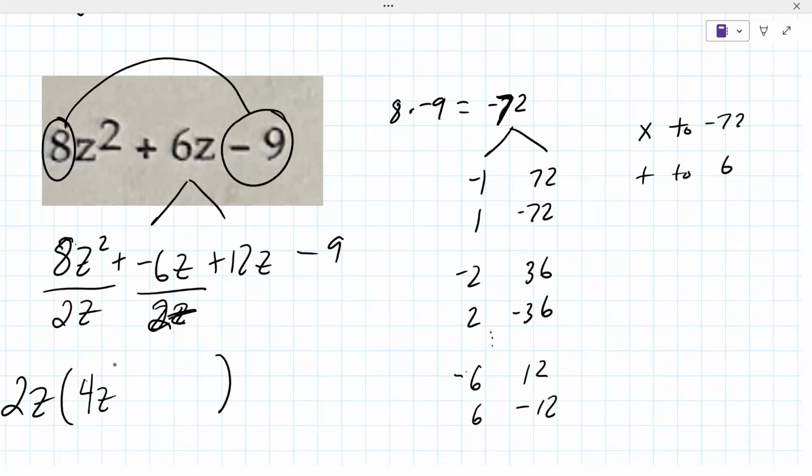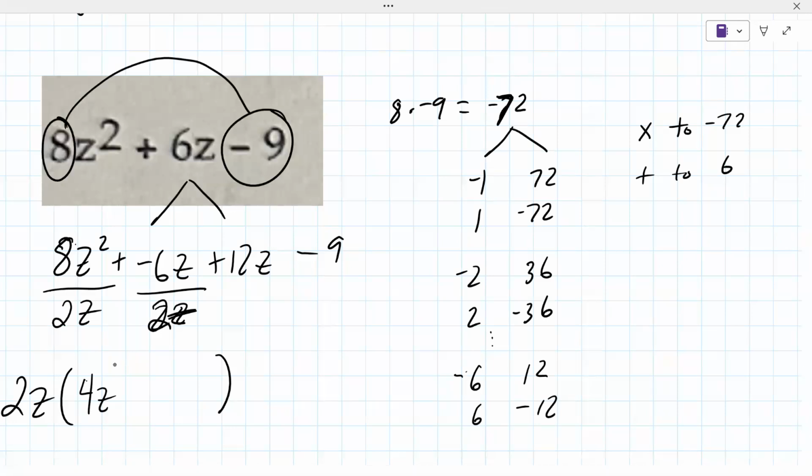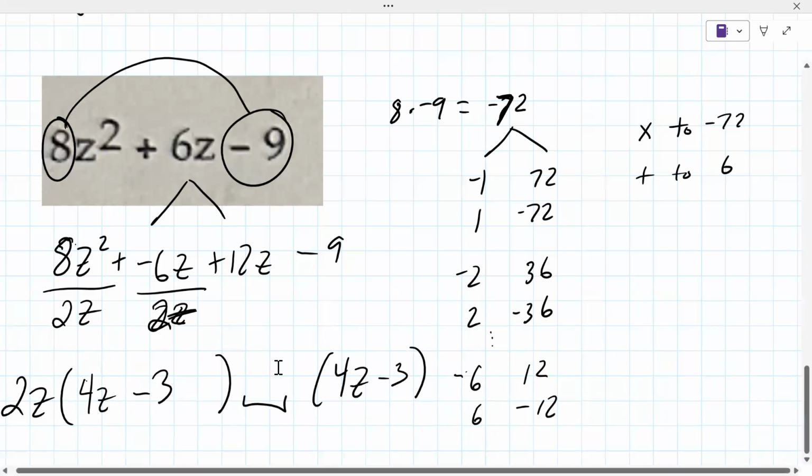Okay, so I agree with the 4z plus or minus, plus -3. Okay, minus 3. So now put 4z minus 3 in parentheses over here and figure out what goes outside the parentheses such that when you multiply in, you get back to the previous line.